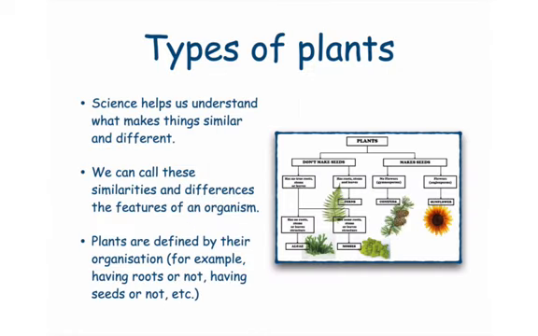Types of plants. Science helps us understand what makes things similar and different. We can call these similarities and differences the features of an organism. Plants are defined by their organization, for example, having roots or not, having seeds or not, etc.